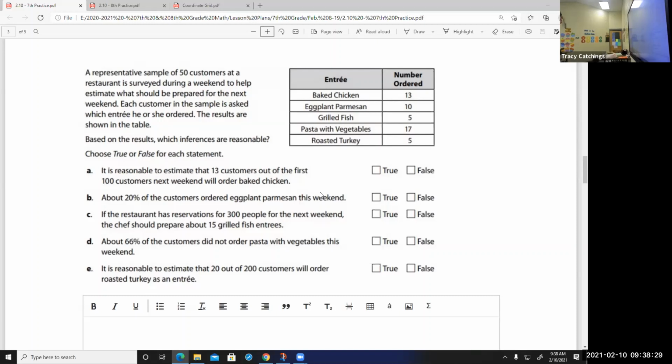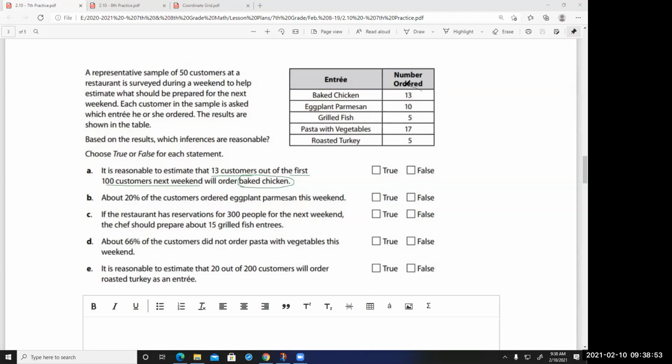So we're going to use the information in this table and the total amount to determine if these answer choices they gave us will be reasonable. Looking at A, it says it is reasonable to estimate that 13 customers out of the first 100 customers next weekend will order baked chicken. How many customers order baked chicken right now?